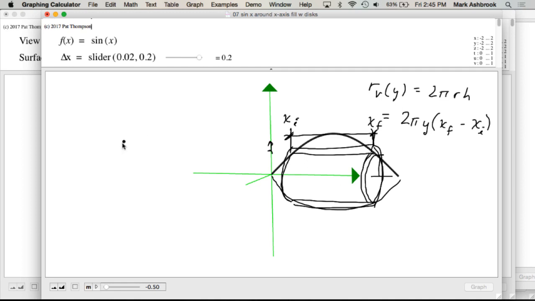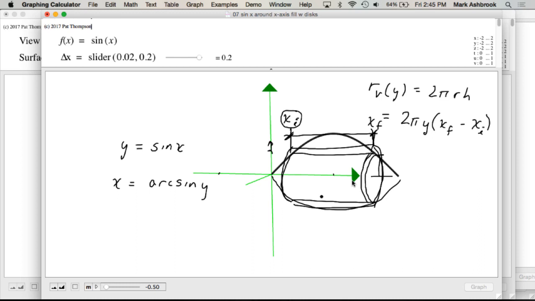So we've got our function, y equals sine x. And I need to get x in terms of y. Arc sine. But notice that both of these, the x initial is the x value on the sine curve, and the x final is the x value on the sine curve. So arc sine is only defined from negative pi over 2 to pi over 2. So the arc sine will give me this one.